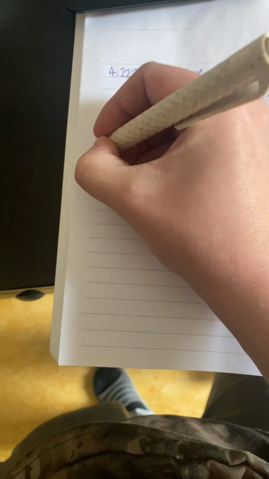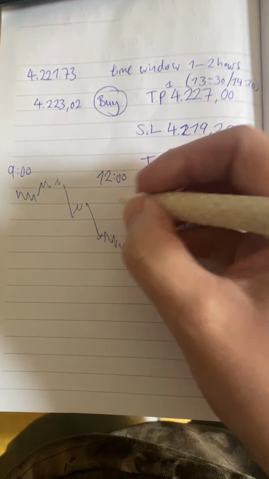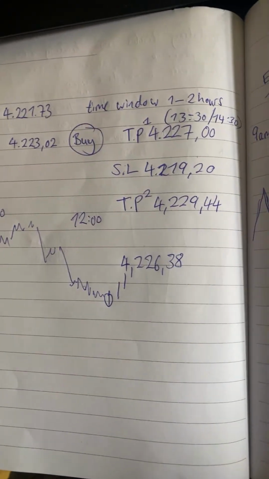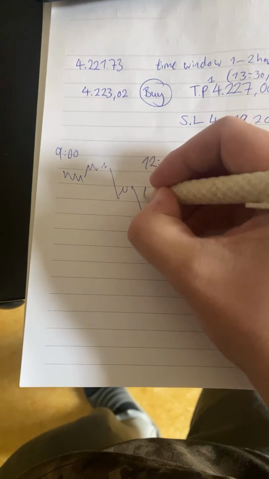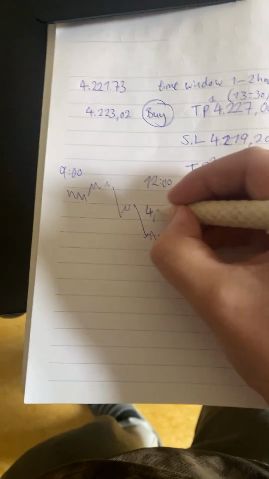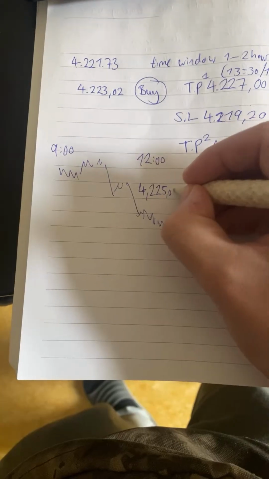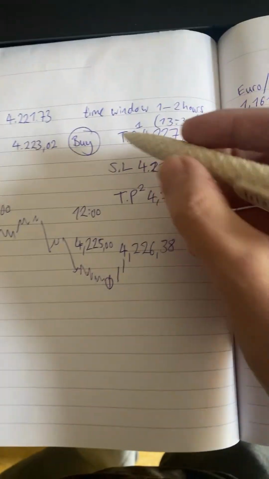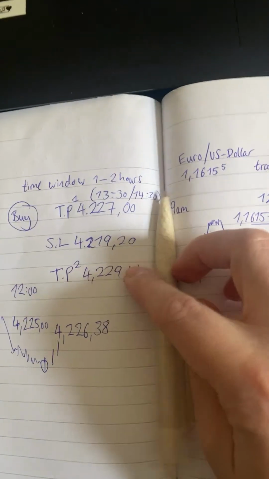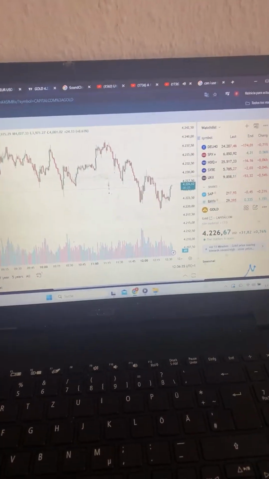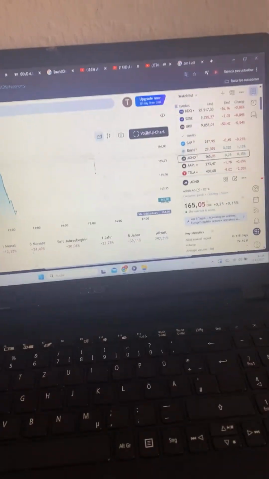1200 hours, 9 a.m. And I bought in at, what price was it here? 4225. Okay, so let gold do its thing for a minute and take a look back at Adidas.